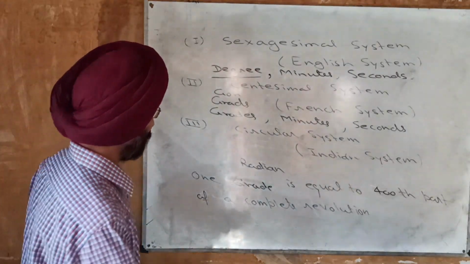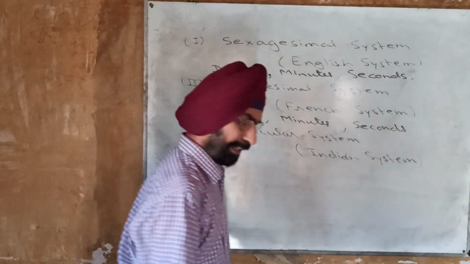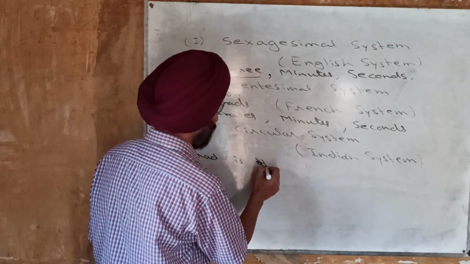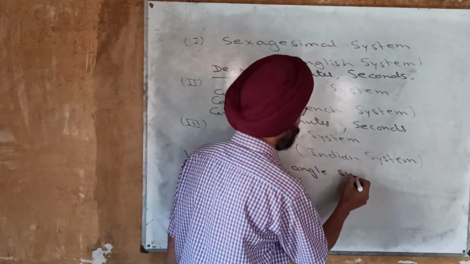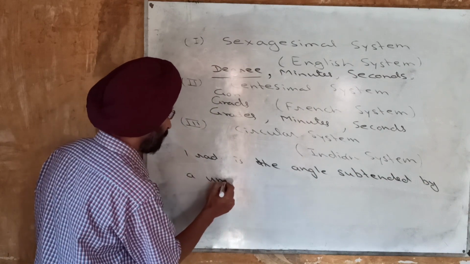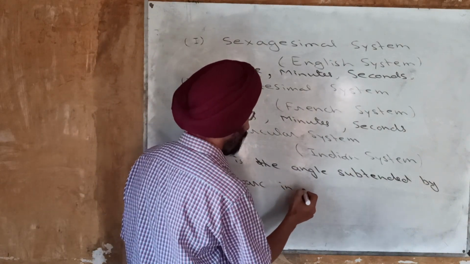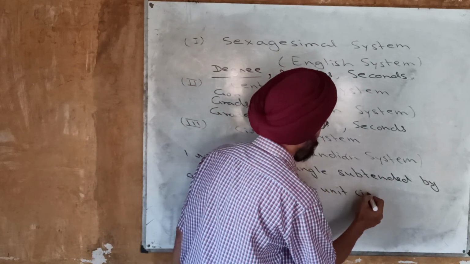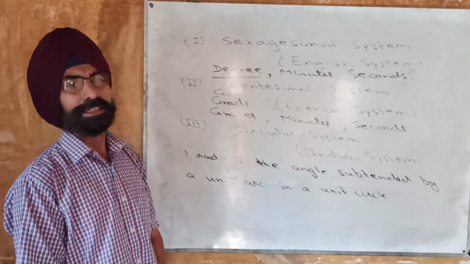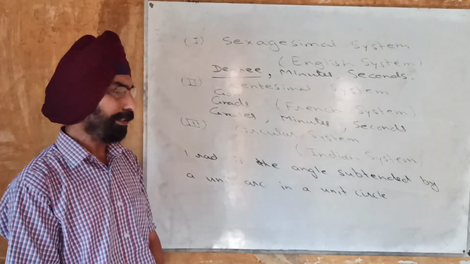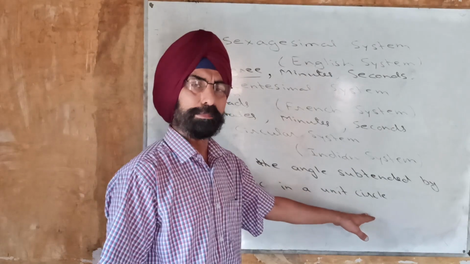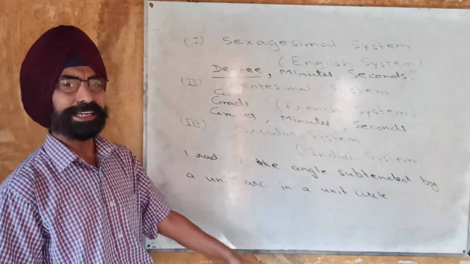And the third one is radian. So how do we define radian? One radian is the angle subtended by a unit arc in a unit circle. Here unit circle means a circle of radius 1, and unit arc means an arc of length 1, whatever the unit may be. If the radius is 1 centimeter, then the arc will be 1 centimeter. If the radius is 1 meter, then the arc will also be 1 meter, and so on.